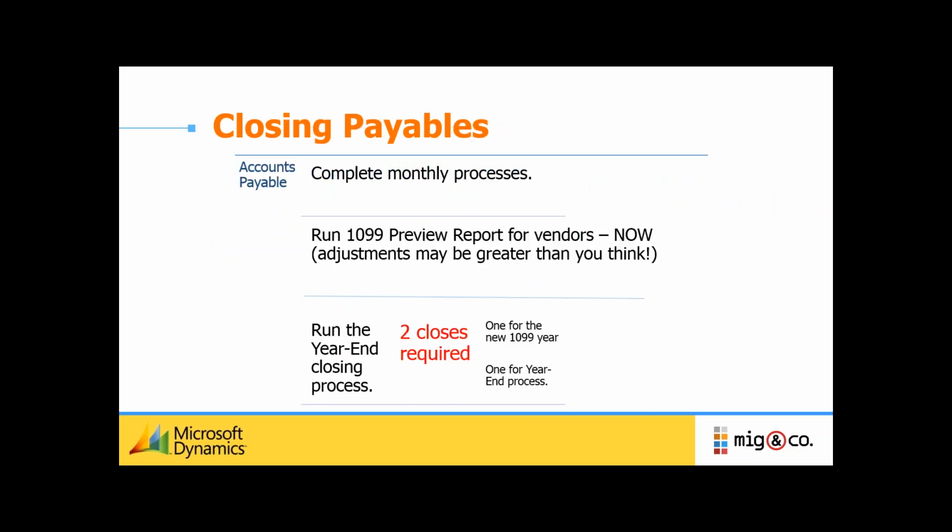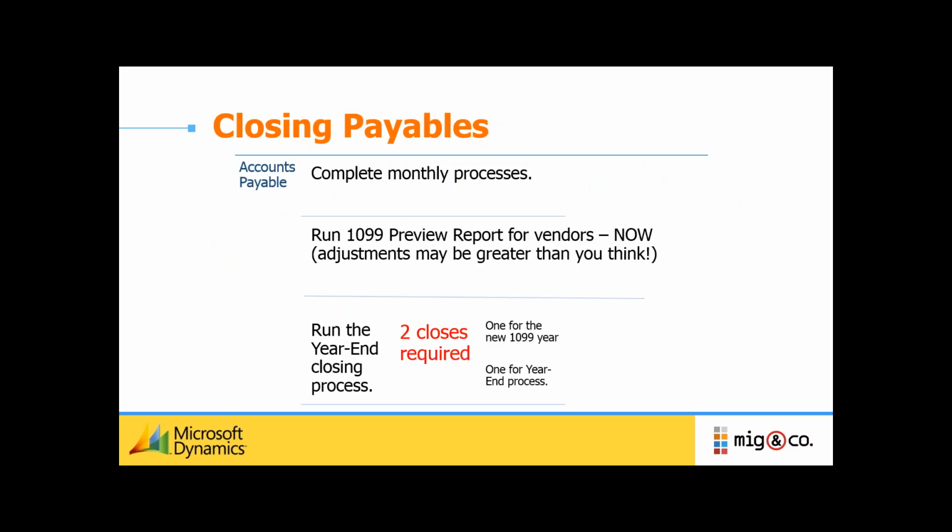When we close payables, accounts payable actually has two types of closing. There is a monthly process and a year-end process for the module itself. And when we close that, we will make sure that we reconcile our payables to the general ledger. But there's also a 1099 closing process that is required.